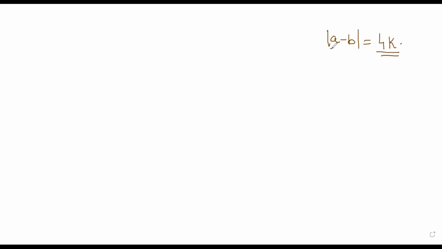So a minus b occurs in the fourth table. That's what it means. Multiple of 4 means a minus b, the difference, will occur in the fourth table. So we will choose the elements in that way, such that the difference of the numbers will occur in the fourth table.